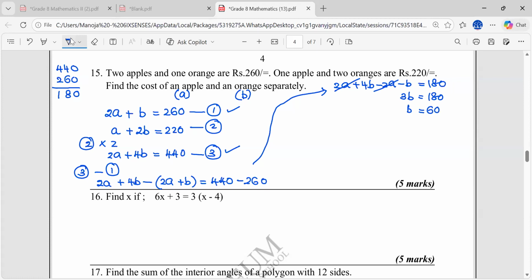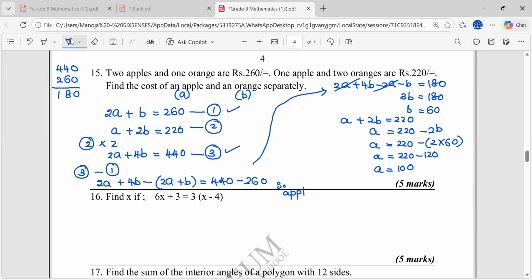And then they have given another equation, the first one, A plus 2B equal to 220, no? So then A is equal to 220 minus 2B. And then A is equal to 220 minus 2 times 60, and then 220 minus 120, and A is equal to 100. Therefore, the apple cost is rupees 100, and then the orange, you write it is 60 rupees, right?